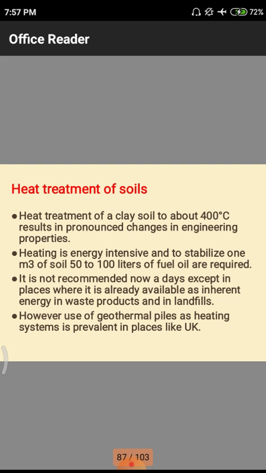Heating is energy intensive, and to stabilize 1 meter cube of soil, 50 to 100 liters of fuel oil are required. That means whenever we are going for stabilization, automatically we require some quantities of fuels. If we are using lime stabilization, we require some quantity of lime in the form of fuel. In case of cement also, we are using cement as a fuel for stabilization of soil. But here, we are using direct heat treatment.